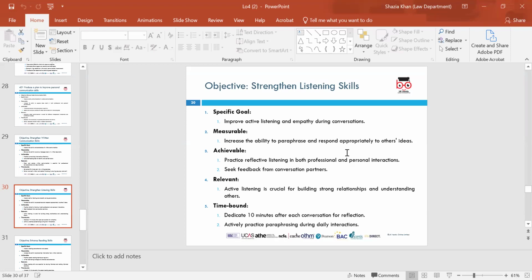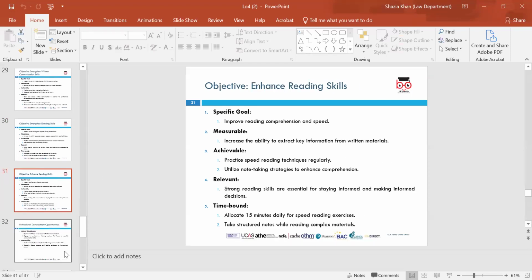The relevant is that actively listening is crucial for building strong relationships and understanding others. And the time bound for this would be to dedicate 10 minutes after each conversation for reflection, and actively practice paraphrasing during daily interactions. And make sure that you are setting this as a goal so that you are able to identify and complete your objective.